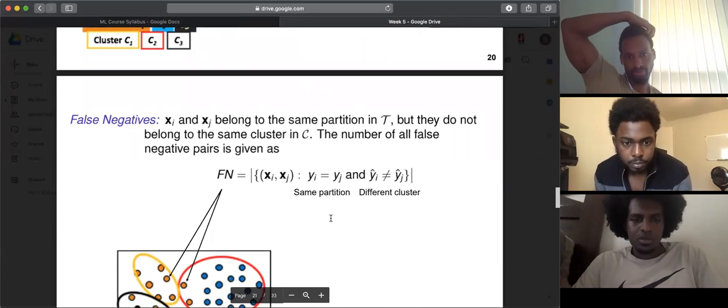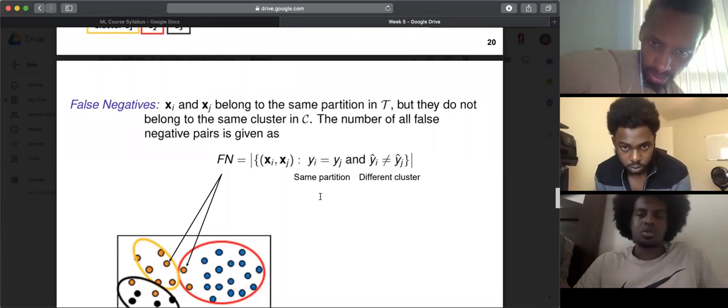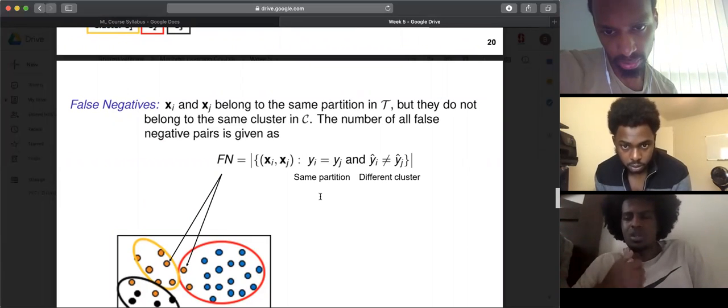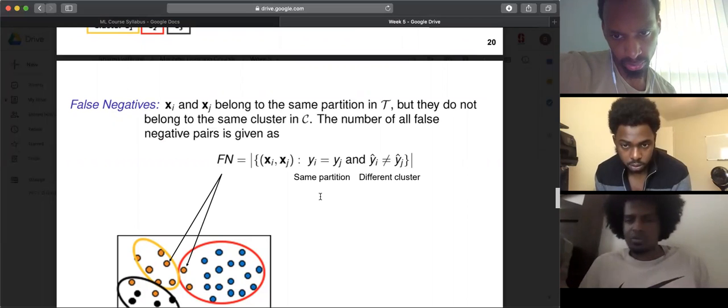False negatives. So your system says that your clusters are incorrectly labeled, but your ground truth labels say that they should be labeled the same. So this is a case of false negatives.